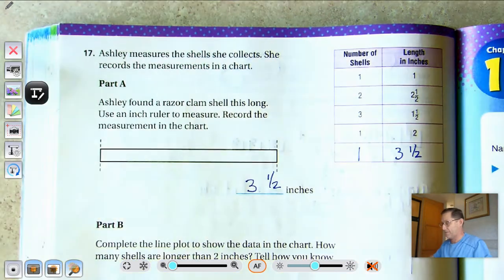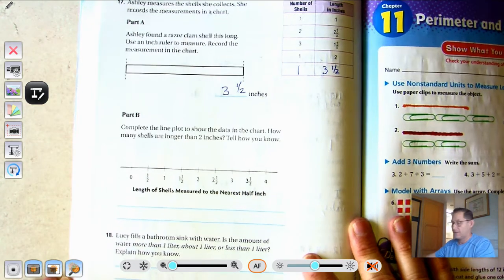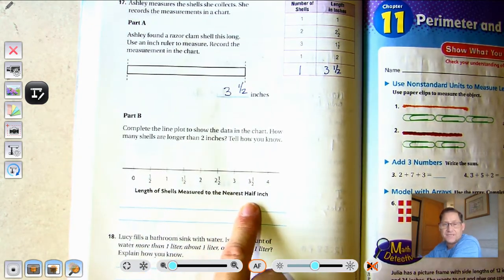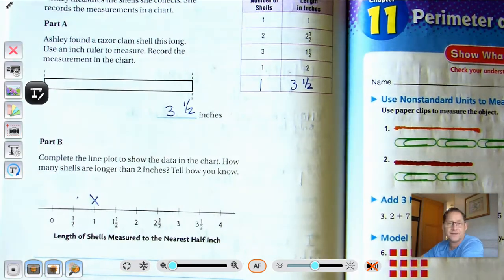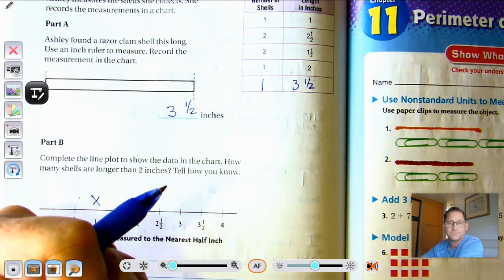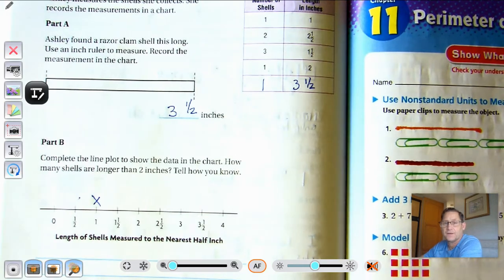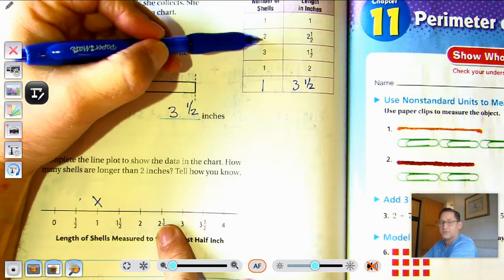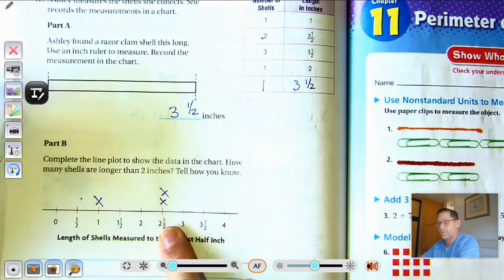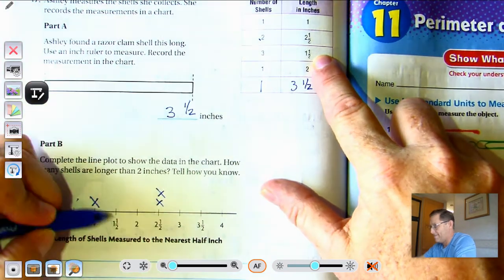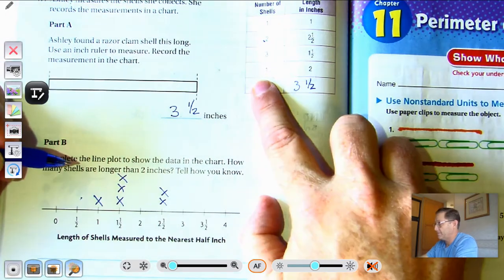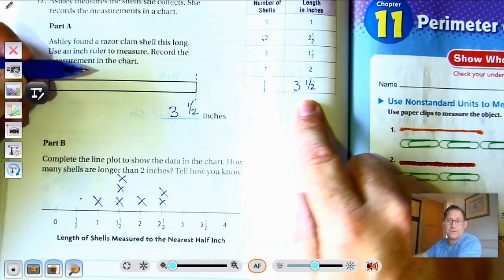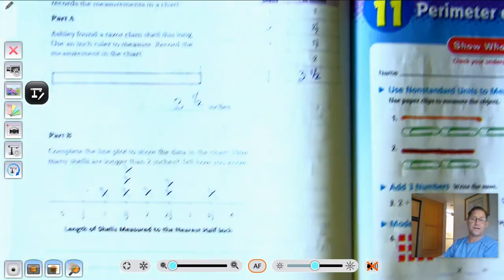All right, now, using the table, complete the line plot. So it says the length of shells measured to the nearest half inch. All right, so how many shells were 1 inch? One shell. So I'm going to put 1x above the 1. The x's represent the number of shells that have that measurement. So 2.5 inches, it tells me that there's 2. All right. And then the next number I see on the chart is 1.5 inches, and there's 3 of those. Okay. And then we have one shell that is 2 inches long. And we have the last one she found, and there's only one of them. Okay, so that's what our line plot should look like.